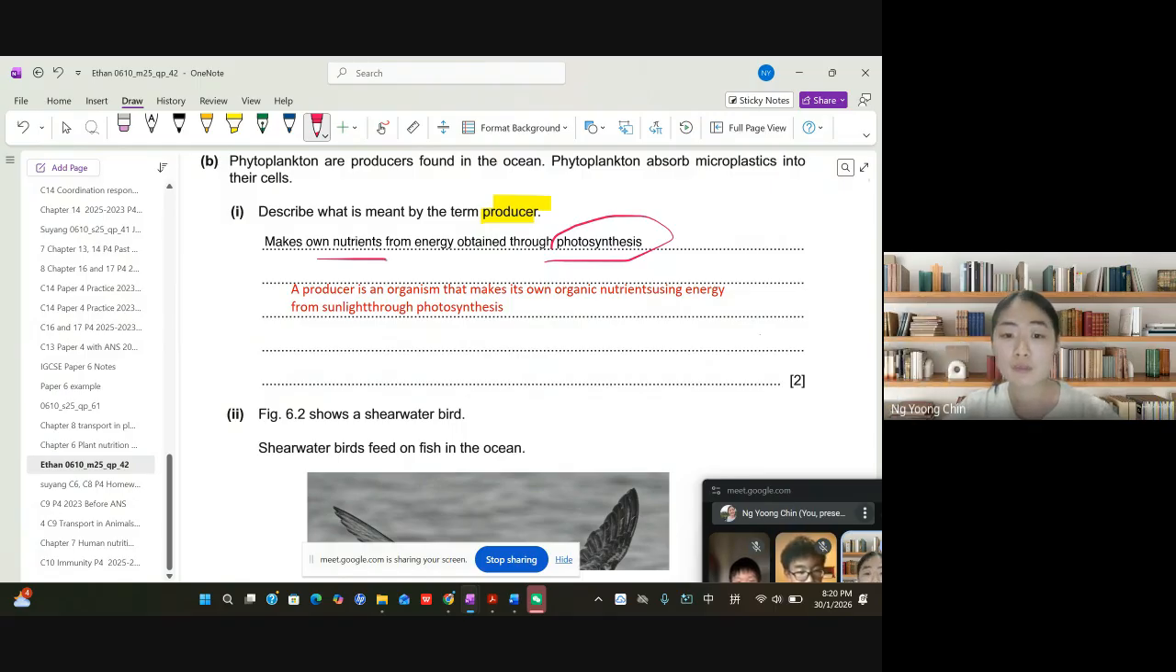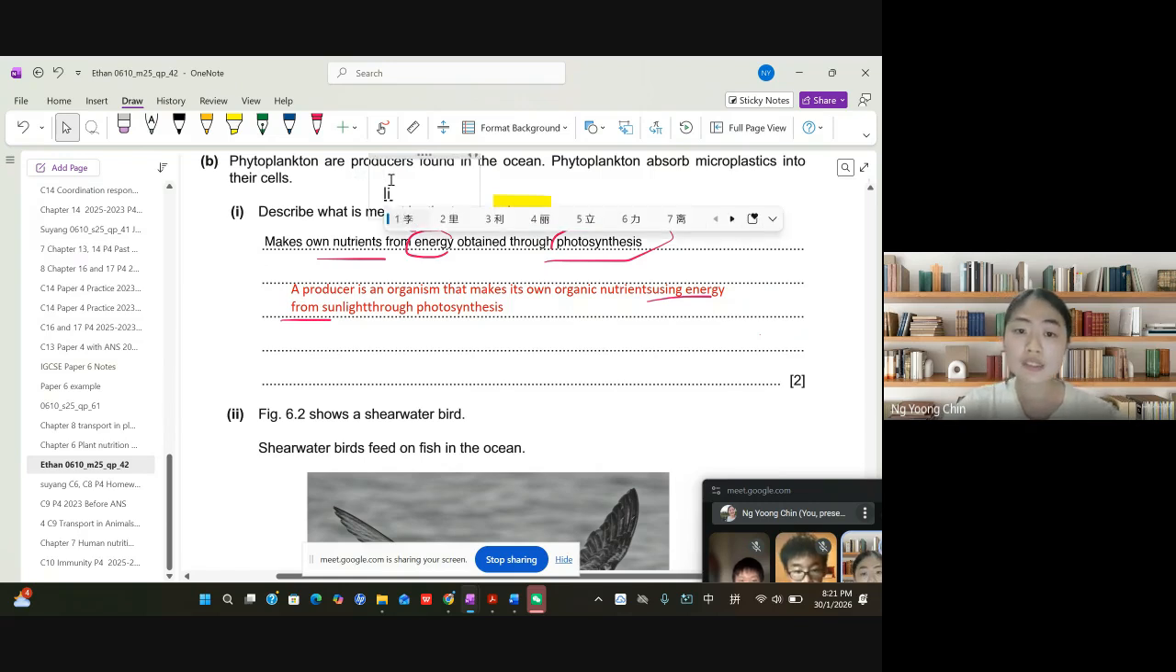But you should add more, which is light. They are using the light energy to make their own nutrients. So from here, you can add on the light energy. Because what kind of energy is it? Kinetic energy or heat energy? So that's why this is light energy, and then you can get the full mark. You mentioned photosynthesis, which is correct, so I can give you 1 mark.